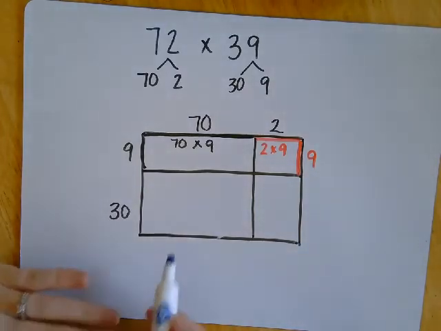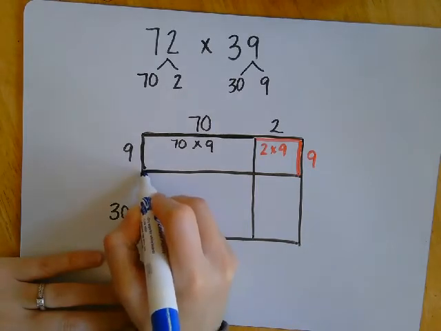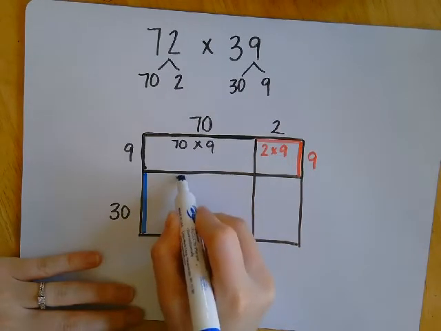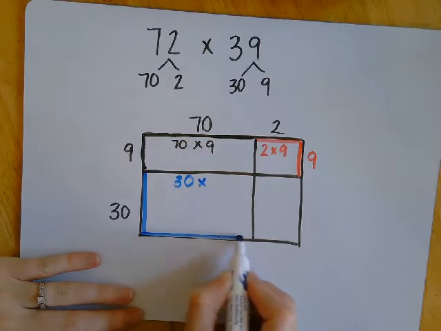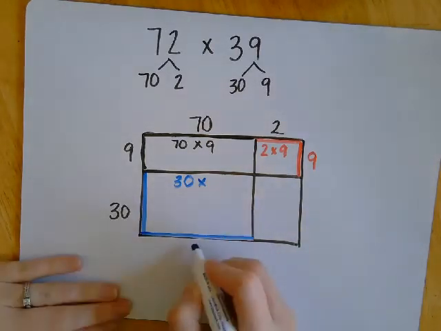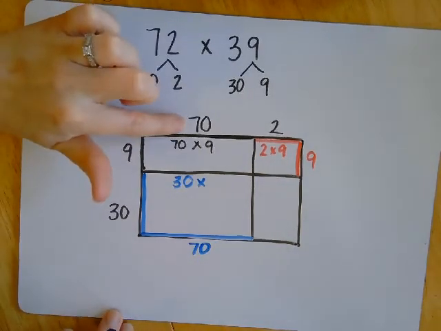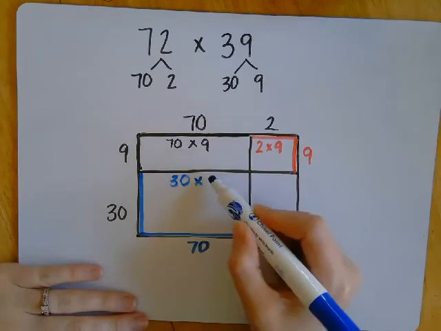Next, I'm going to be multiplying for this area. So if I looked at this side, I'm going to multiply 30 times this side. Again, even though this side is not labeled, I know that it's 70 because this side is 70. So this square is going to represent 30 times 70.